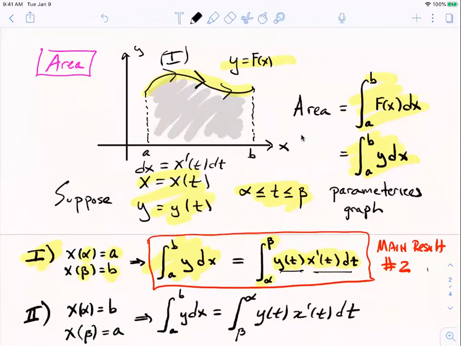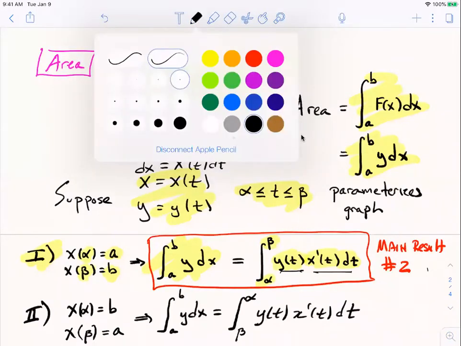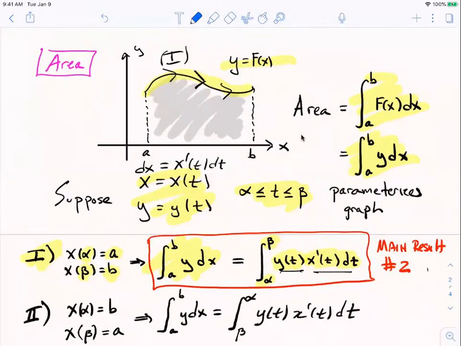Okay? Well, what about the second case? Let me change the second case's color so that we can see it. The second case, get rid of that and write it in blue.